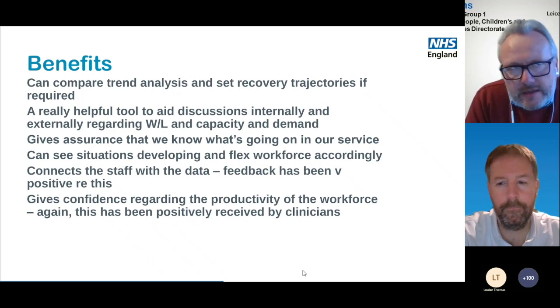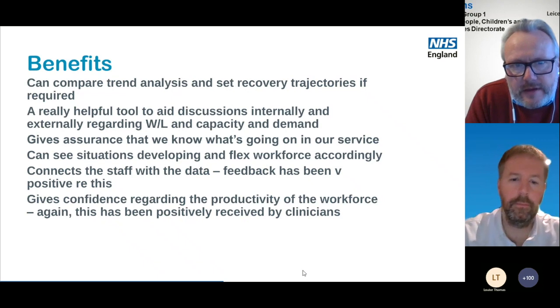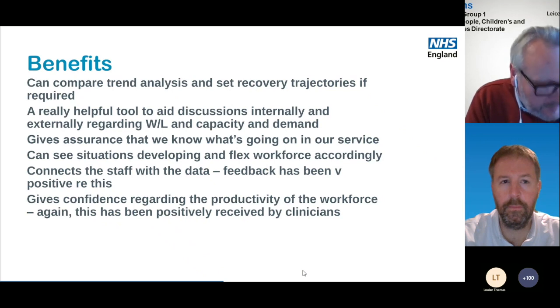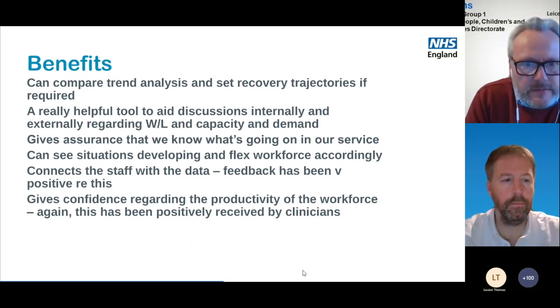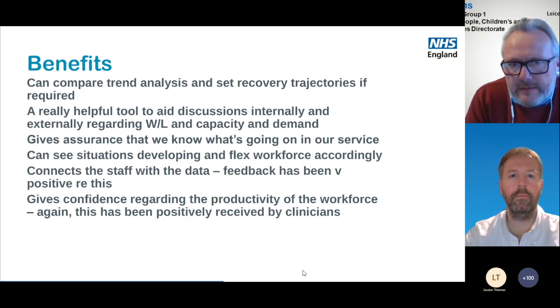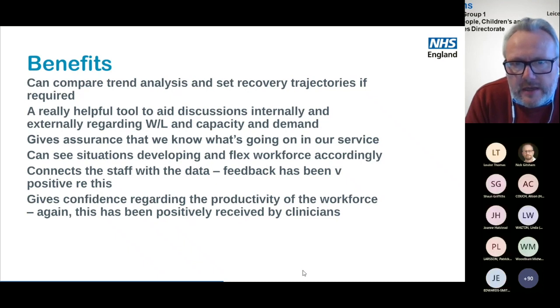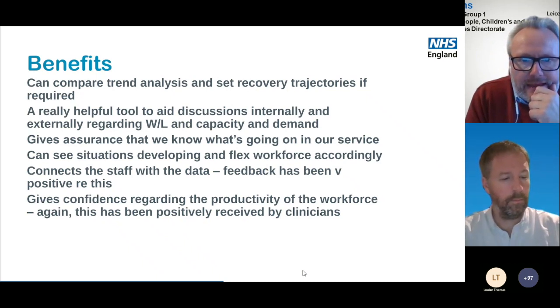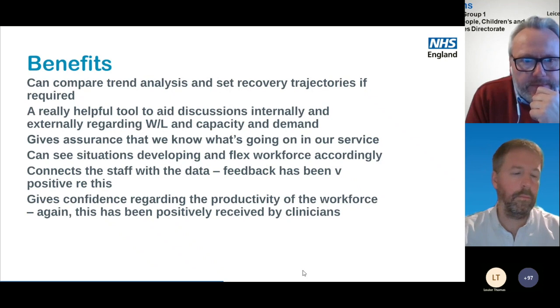So certainly before the last round of MHIS investment, we were able to make a successful business case to our local system for added investment. It obviously gives us assurance that we know what's going on in our service, and that's really important, I think, to everybody on this call, that there aren't any hidden patients that we don't know about, just sitting there on waiting lists that nobody's managing. We can see situations that are developing, flex our workforce accordingly. So again, that gives us the ability to be a bit more proactive with that.